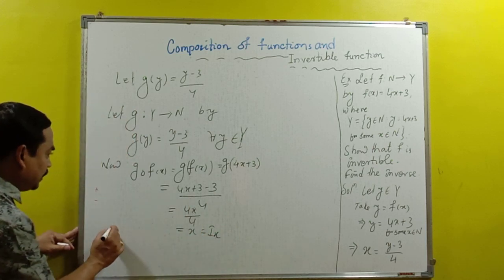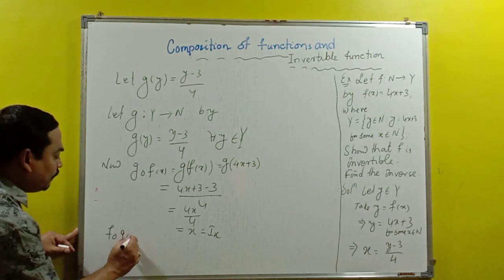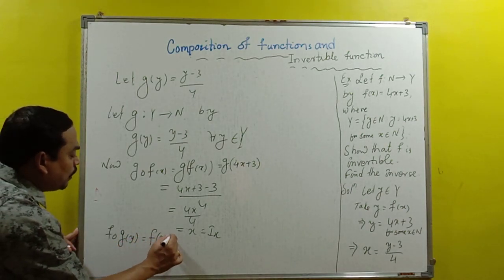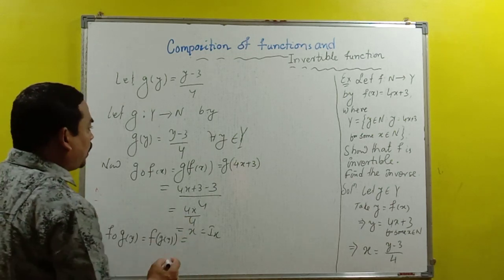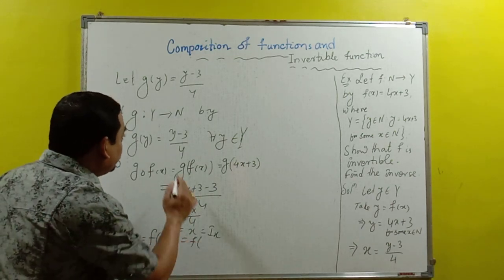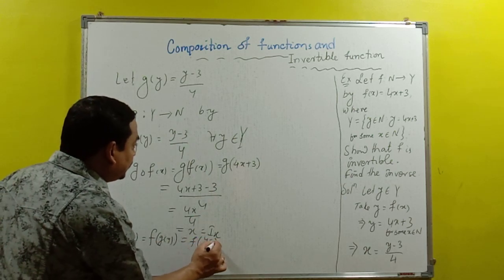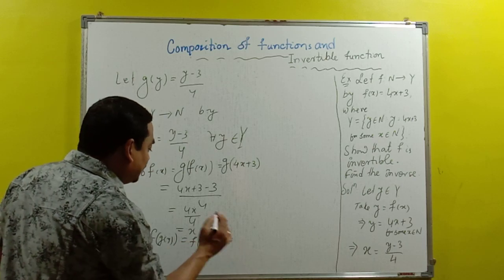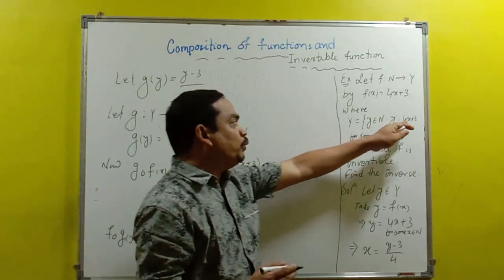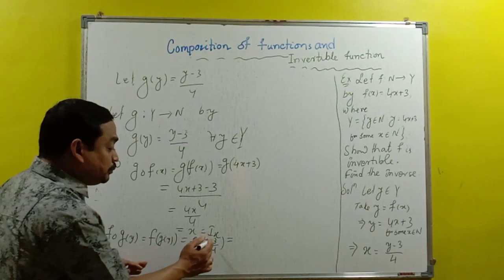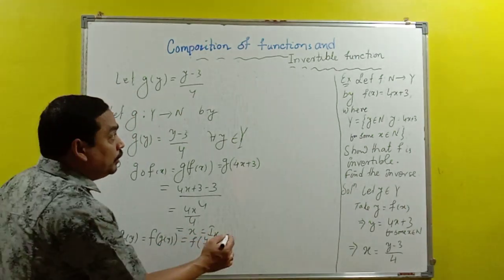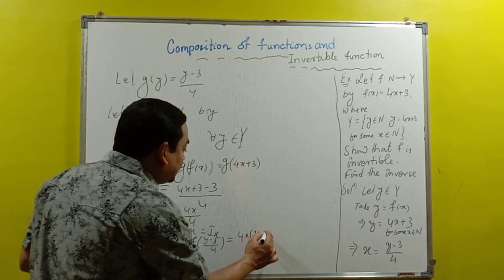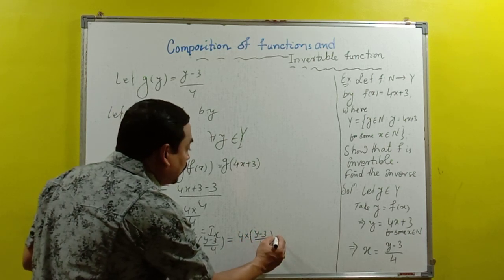Similarly, take f of g of y. f of g of y is what? g of y is y minus 3/4. So this can be written as: what is your f of x? f of x is 4x plus 3. Here x will be replaced by y minus 3/4. So this will be 4 into y minus 3/4 plus 3.